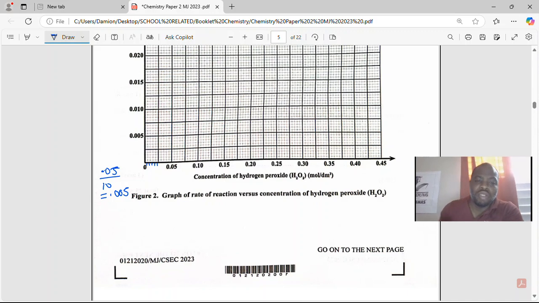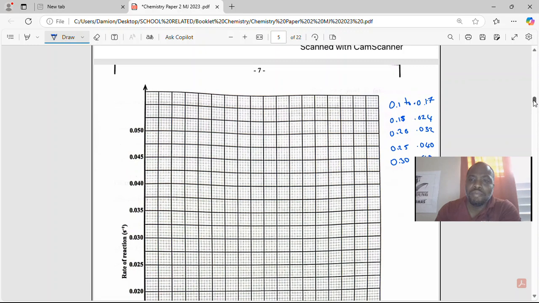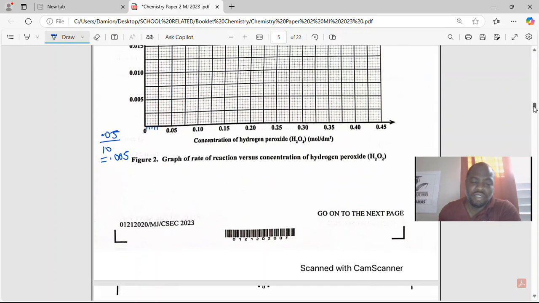Now the point that we want to find is 0.017. Not true? So 0.017. Work that out and tell me how much you get.